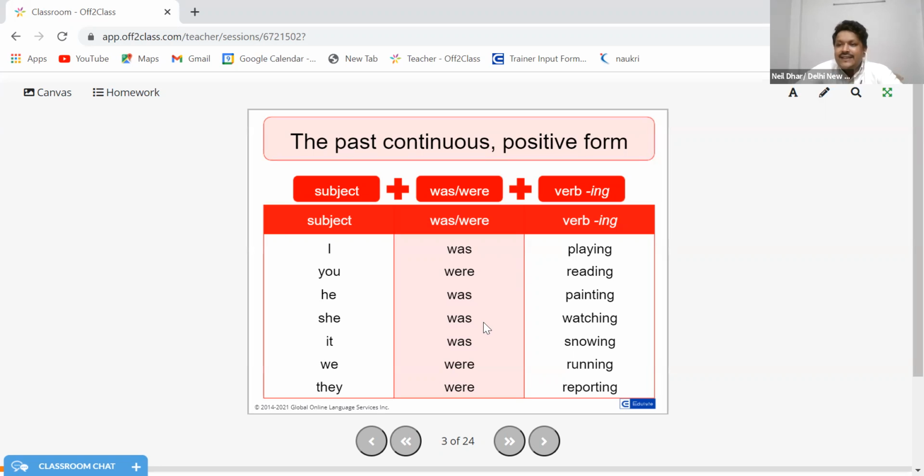However, there is one tricky exception in the singular rule. Anytime you use you, we use were. Now, you is also a singular subject, but we use were. This is the only exception. So if the subject is singular, we use was, you being the only exception where we use were. If the subject is plural, we use were.